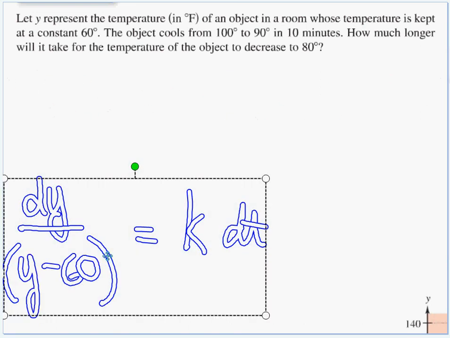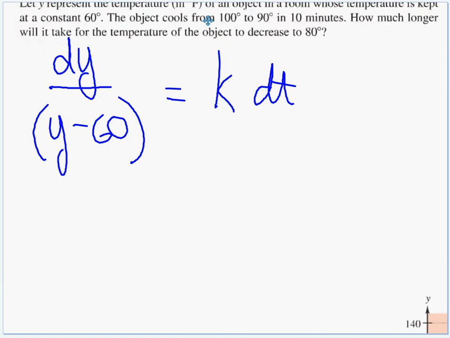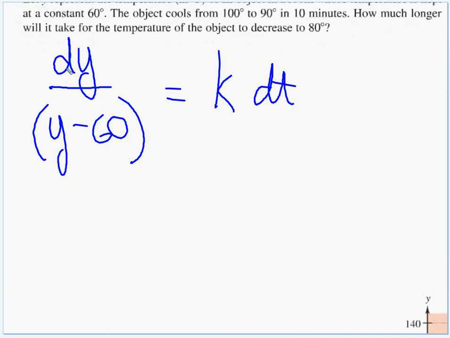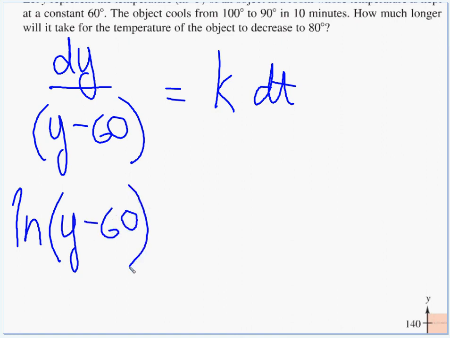And at this point, we are ready to anti-derive each side. On the left, it's u prime over u, or y prime over y. So this left side can just anti-derive to the ln of our denominator. We can drop the absolute value bars because our temperature here is above 60. It's never going to cool below room temperature. So this value here is always going to be positive. And when we anti-derive over here with respect to t, that will become a k times t plus our constant.